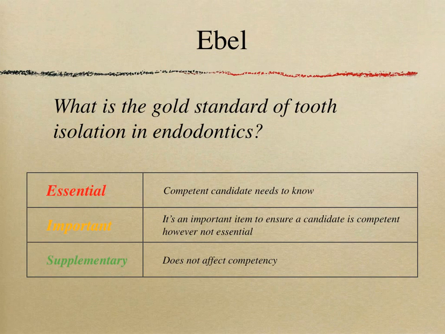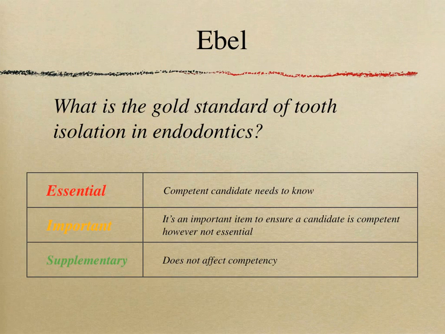Just imagine you would like to look at this simple question and say, in terms of item importance, whereabouts you would like to put it as a judge. So what is the gold standard of tooth isolation in endodontics? You probably have something in your mind shouting that it's going to be rubber dam, it's going to be rubber dam. Now, is this essential knowledge?